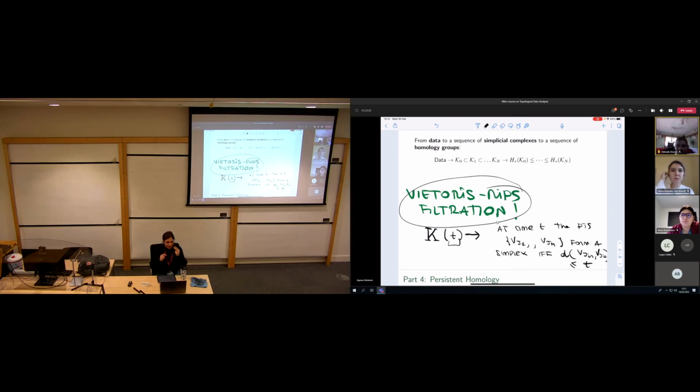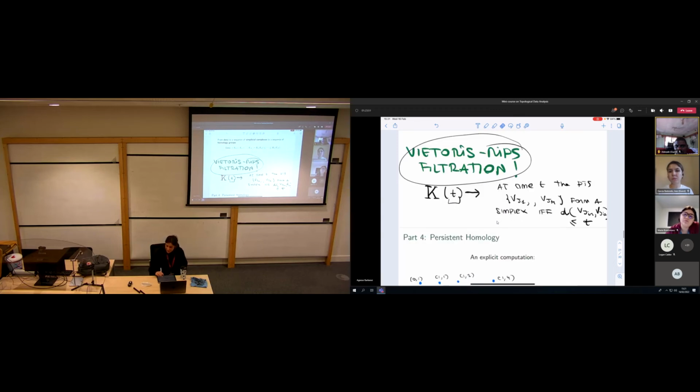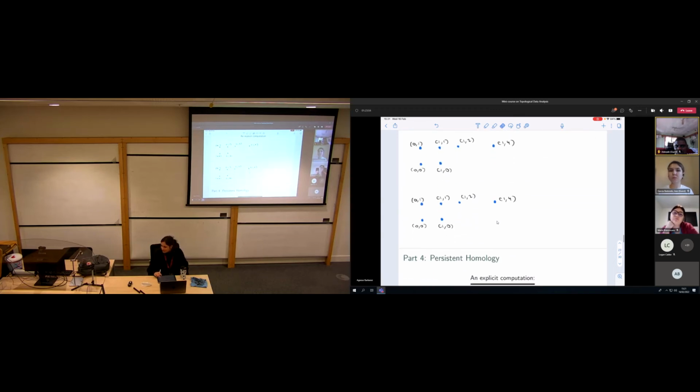If I have 3 points whose pairwise distances are less than t, I add a triangle between them, and so on. Okay? We'll see an example. Now, again, let me just repeat the pipeline. We start from points, we construct simplicial complexes. These simplicial complexes are going to be nested, one contained in the other. I'm going to have a finite number of changes. At each step, I compute the homology. That's the fingerprint. That's persistent homology, the persistent homology of my point cloud.